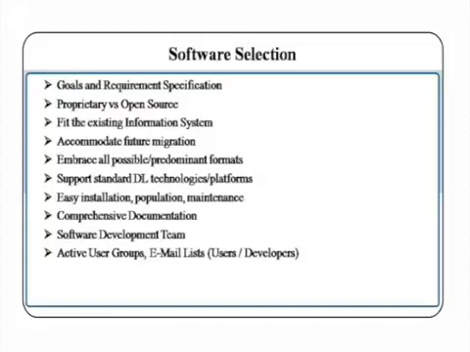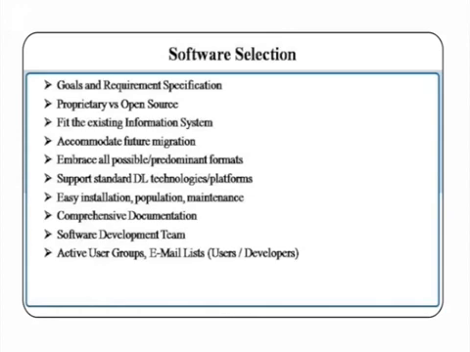Suppose I use a software, someone else sitting in another part of the world should also understand the basic underlying technologies of the software. And the software also should be easy to install in a library, easy to populate in terms of collection, and also easy to maintain the digital library. And there should be comprehensive documentation for the software. And there should be a software development team, where if any error comes, you can get in touch with them. And there should be an active user group who use the same software for digital libraries, or email list groups, developers, etc.